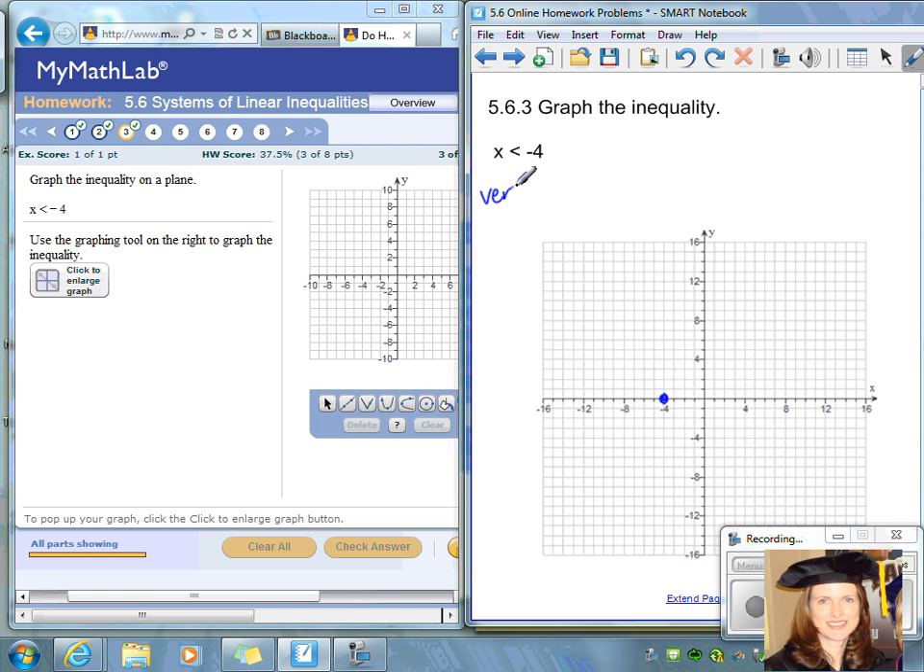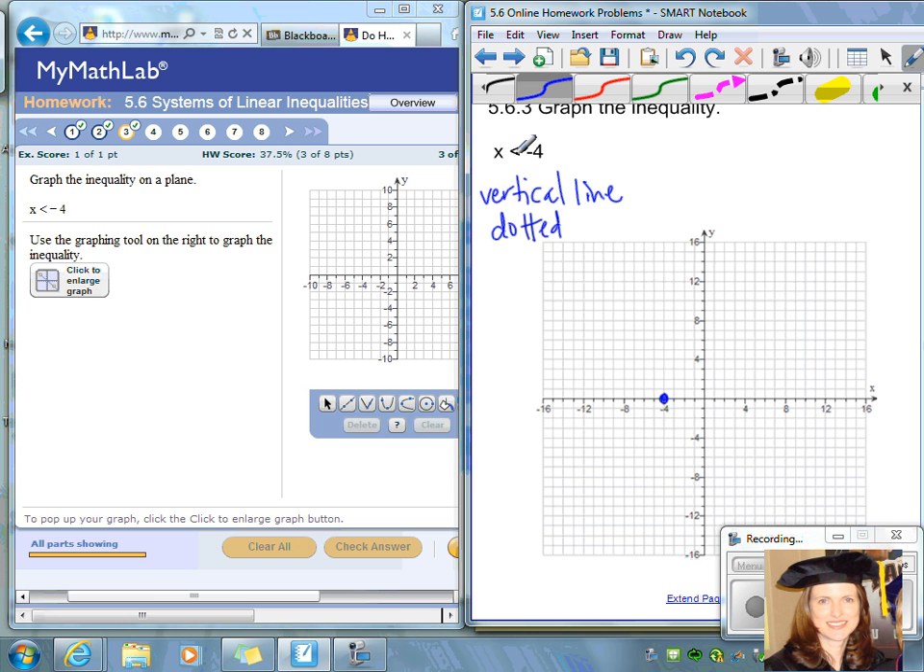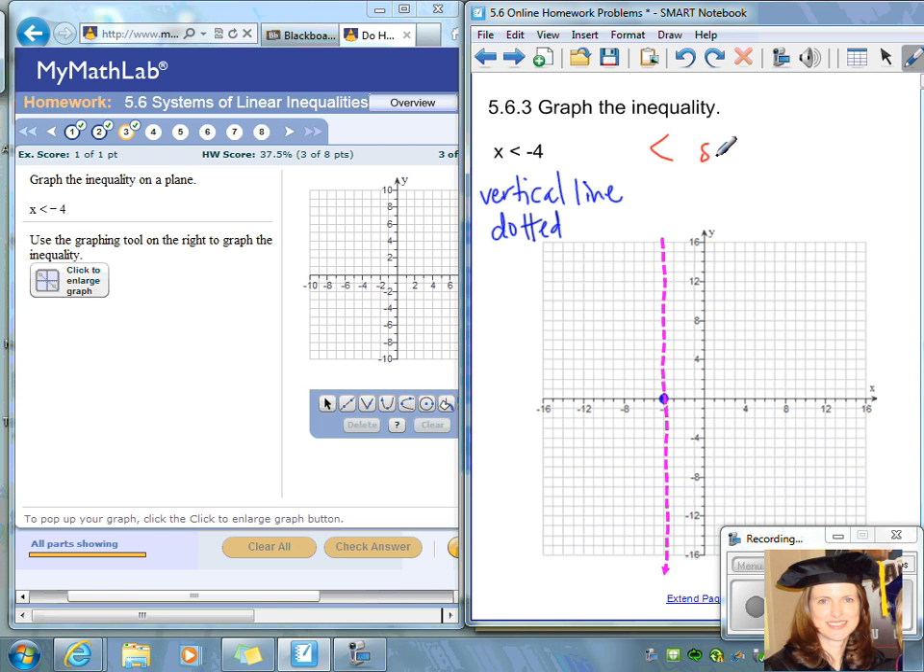So it only has an x in it, so the line is going to be a vertical line, and it's going to be a dotted vertical line because we're using the less than. So I'm going to draw a dotted vertical line through -4 on the x-axis, and then we need to determine which region to shade. Because it is a less than sign, we are going to shade to the left.